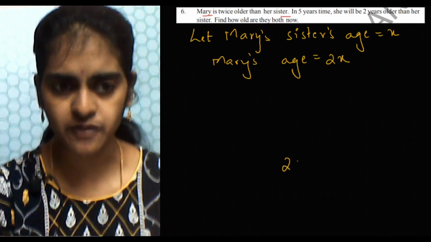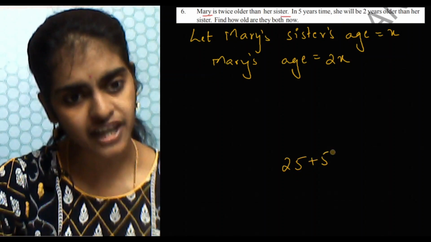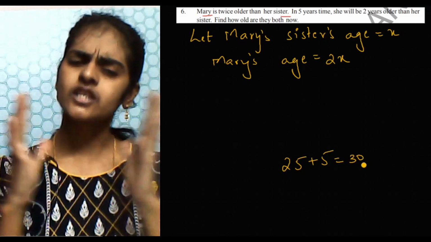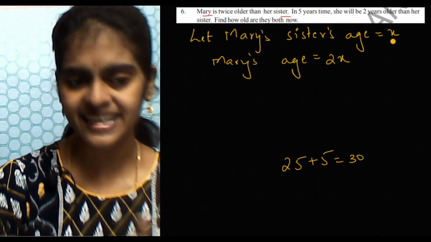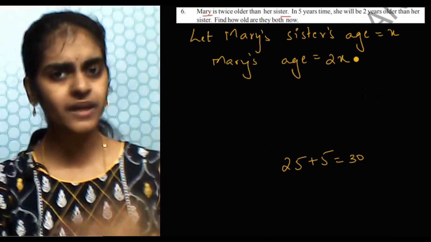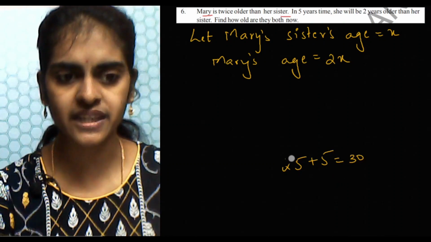Now I am 25 years old, so after 5 years, I'll add 5 to my present age and get the age after 5 years, isn't it? Simple logic here also: Mary's sister's age is X right now, so after 5 years it will be X plus 5, isn't it? Got my point? So let me write the same thing here.